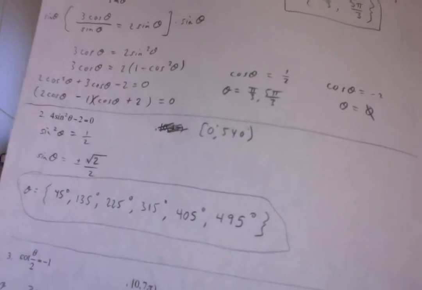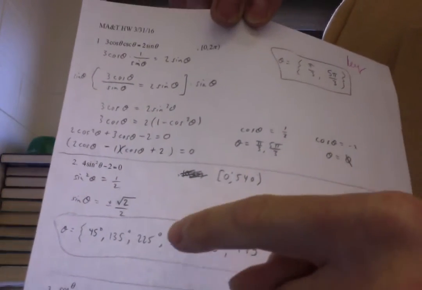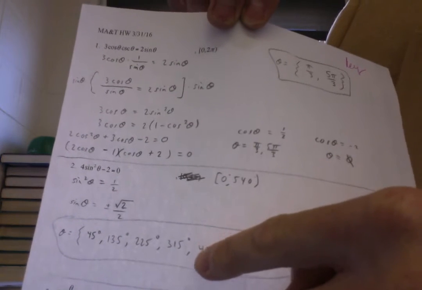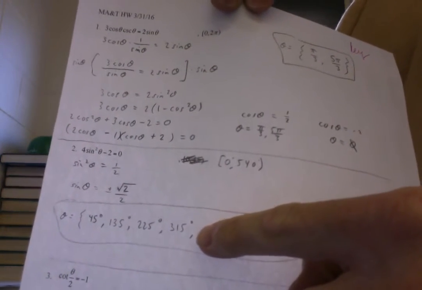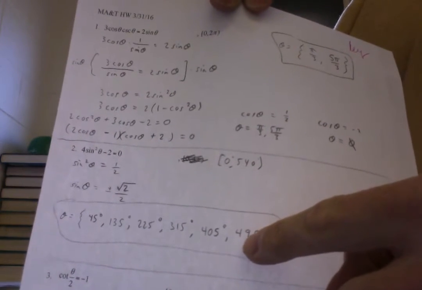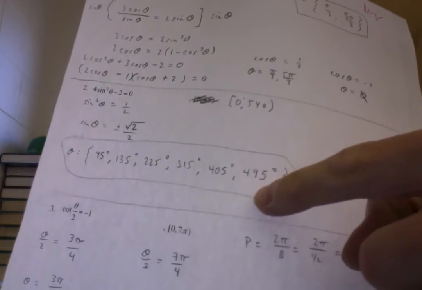So the interval was 0 to 540. So we keep going. After one way around, 360 plus 45, we're at 405. And then the next one will be 495, okay? Kind of like adding the period like we did before.